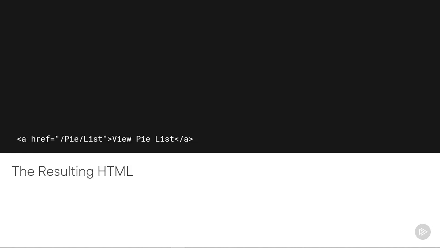This is the generated code for the link we have just created. Based on the routes we have in our application, the correct link will be generated because of tag helpers. The link indeed navigates to the list action on the Pi controller.